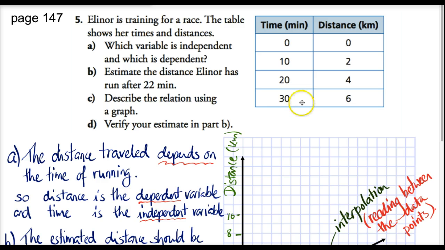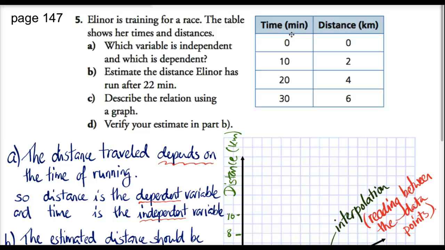But we could also think about it. So does the distance traveled depend on how long she's been running, or does how long she's been running depend on the distance traveled? That's kind of a trickier one to figure out, but the correct answer would be that the distance traveled depends on how much time she's been running. So distance is the dependent variable and time is the independent variable.